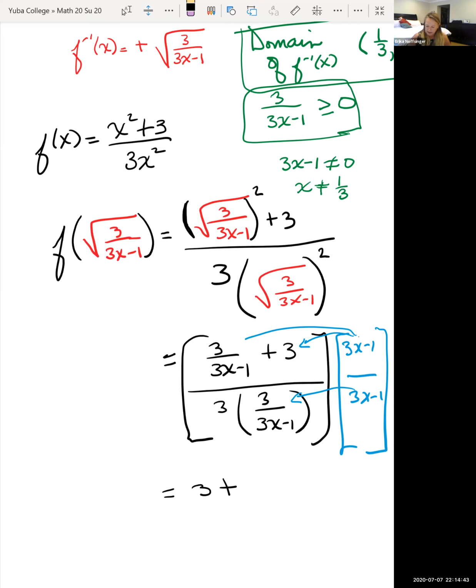Plus, and if we distribute it here, we're left with 3 parentheses 3x minus 1, all over. So distributing it here, there's only really one term down here. And so the 3x minus 1s cancel, and we're left with 3 times 3. And I could write that as 9.